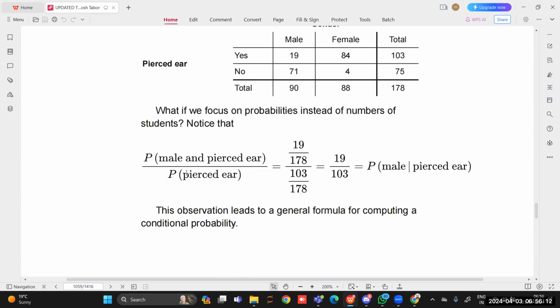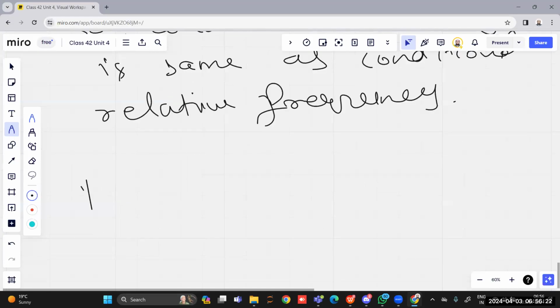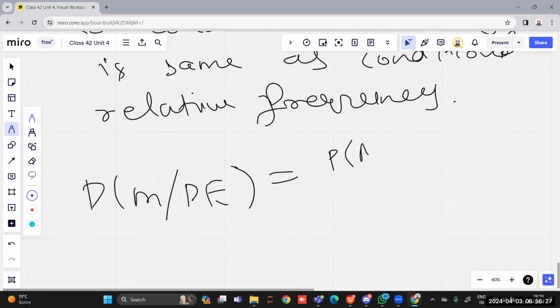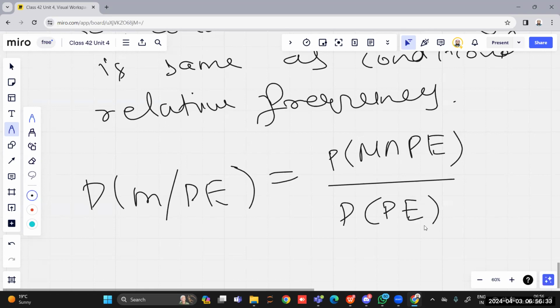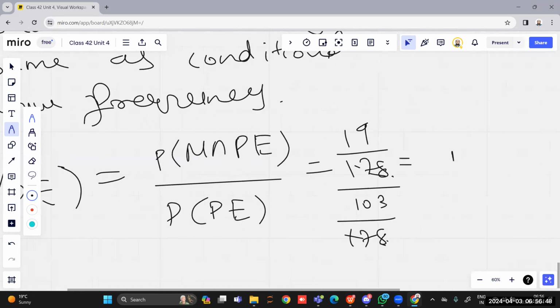Same thing here. See what we are doing generally, what I have explained to you. What is he trying to do? Probability of male given pierced ears. So what he is trying to find is probability of male intersection pierced ears upon probability of pierced ears. So male intersection pierced ears is 19 upon 178, divided by probability of pierced ears, which is I think 103 upon 170. So generally it gets cancelled and the formula comes to 19 upon 103.